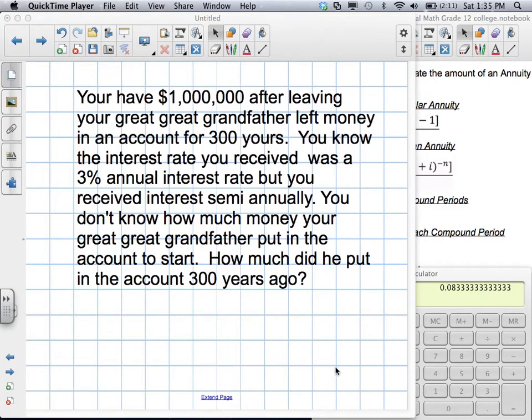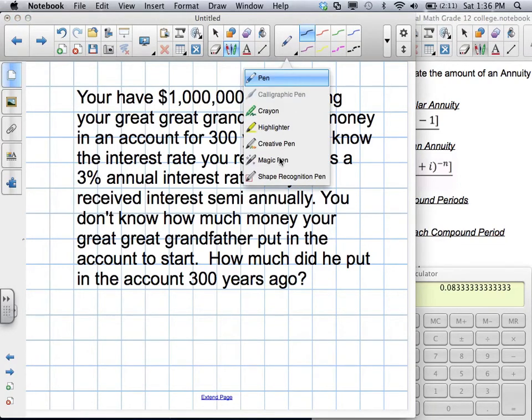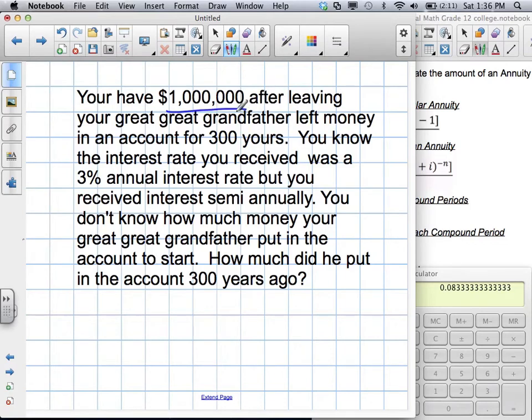Okay, now this isn't too common with simple interest, but here's a specific question. Let's say that you have $1 million after your great-great-grandfather left money in an account 300 years. Oh, for 300, not yours, years. Y-E-A-R-S, okay? You know the interest rate you received was 3% annually. A couple of spelling mistakes here. 3% annual interest rate, but you received interest semi-annually.